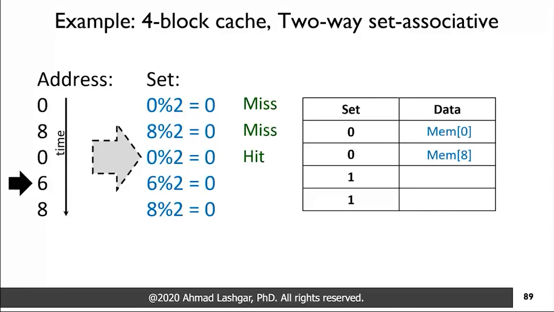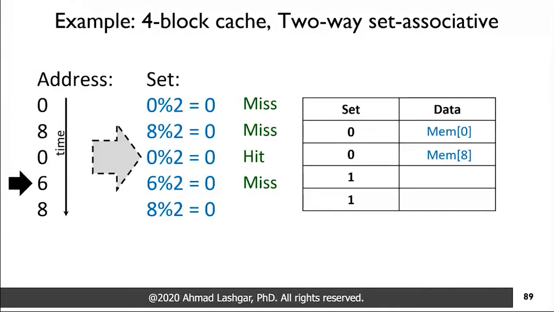Then we go to the next request, memory address 6 mapped to set 0. At set 0, we have address 0 and 8. We don't have 6, so that is a miss. And we have to get this data from lower level memory. We go get the data and we replace either of the lines in set 0.